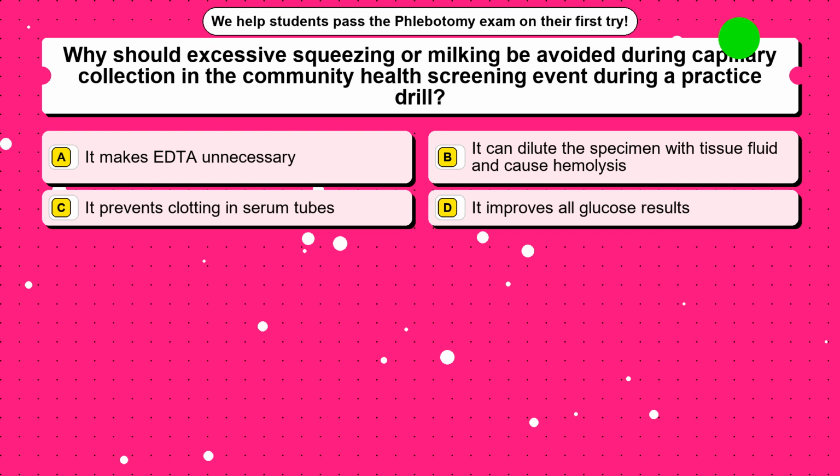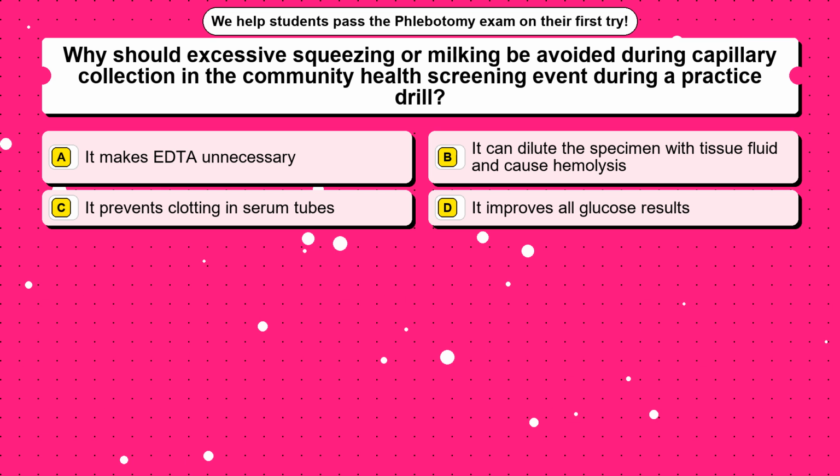Question 54. Why should excessive squeezing or milking be avoided during capillary collection in the community health screening event during a practice drill? Option A. It makes EDTA unnecessary. Option B. It can dilute the specimen with tissue fluid and cause hemolysis. Option C. It prevents clotting in serum tubes. Option D. It improves all glucose results.